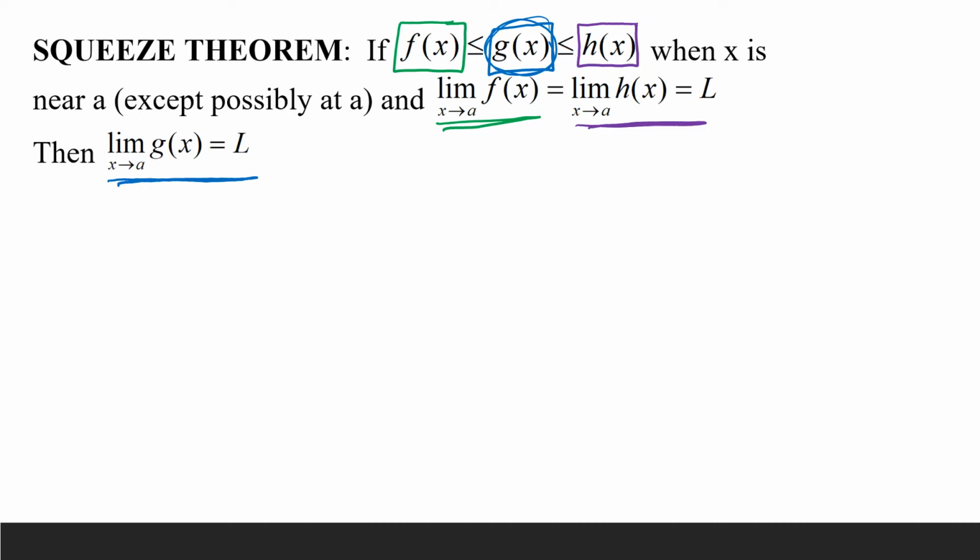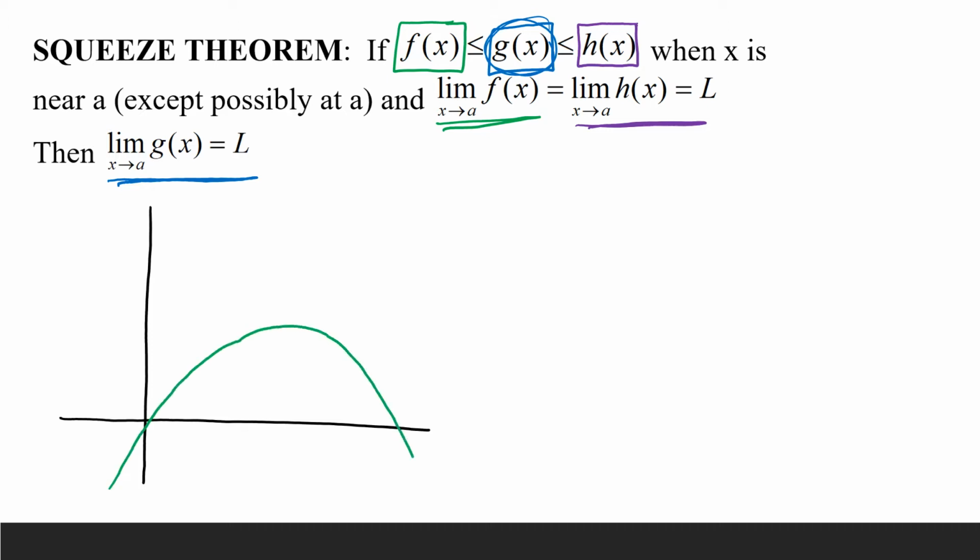So this is a theorem that we apply mostly algebraically, but it might be useful to look at what this might look like. So let's say that we have this coordinate grid, and we have some sort of f of x. So this is some sort of function.